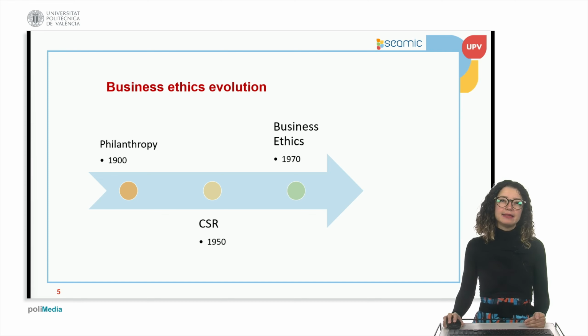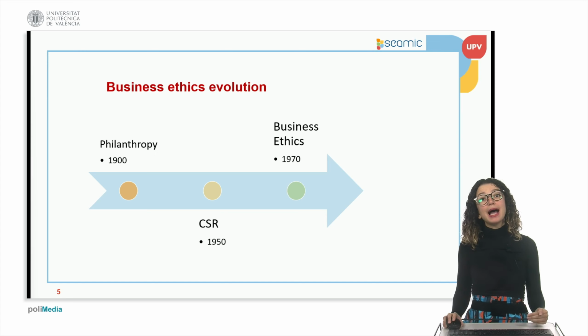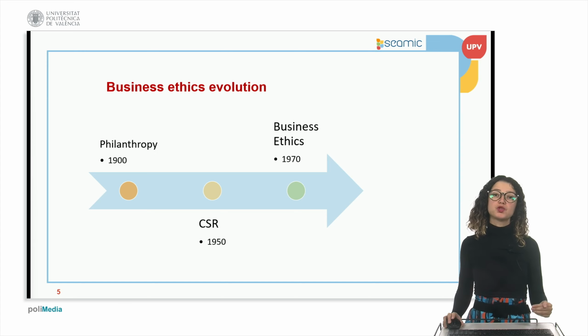And in the 70s, business ethics appeared as an applied ethics which studies companies and their activity, seeking to generate a reflection on their behavior and trying to establish values, norms, procedures, and instruments for their ethical development.